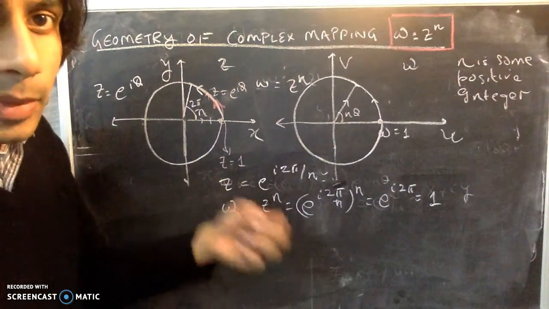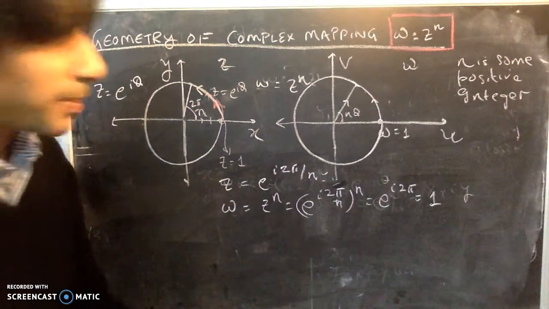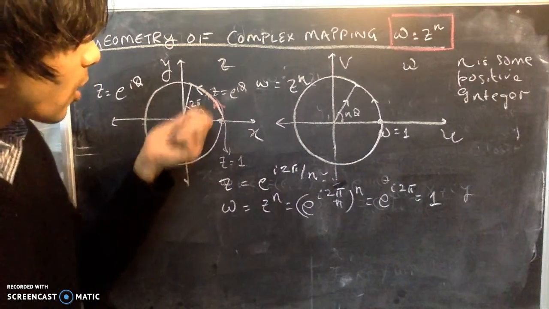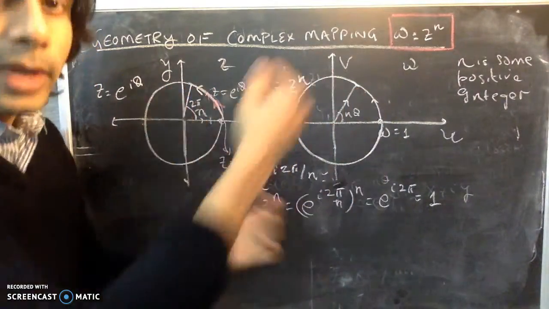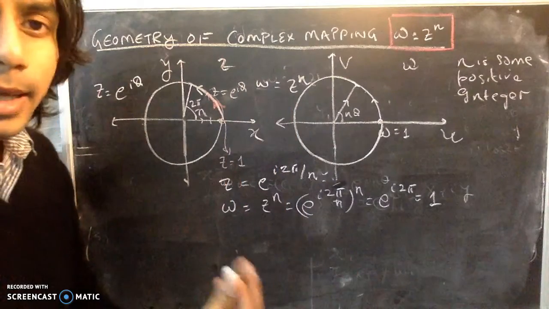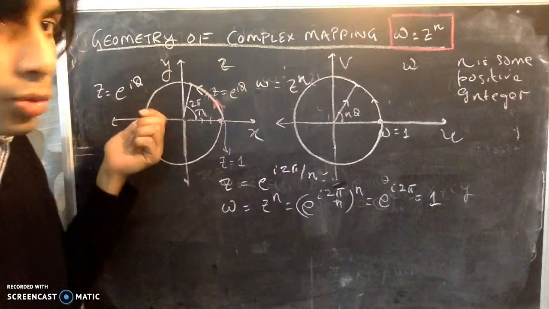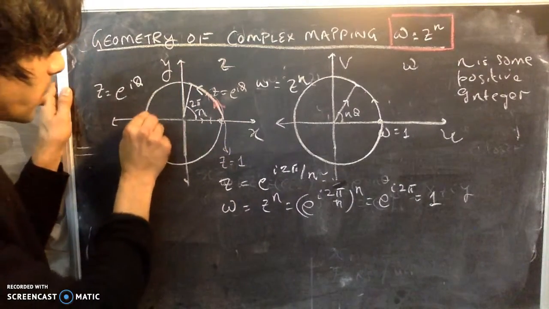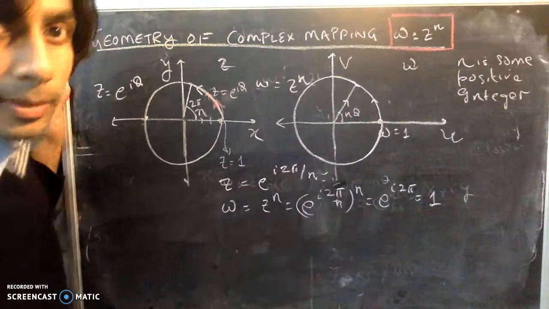Let's take some specific examples. Let's say n was 1 to begin with. Now that's the identity mapping. Now when n is 1, then all the points map identically to the same image, and therefore you and your image are moving at the same rate. But let's say n is 2. It means that once you've covered an angle 2 pi over 2, which is pi, by the time you reach here, your image has actually completed one entire revolution in the W plane.